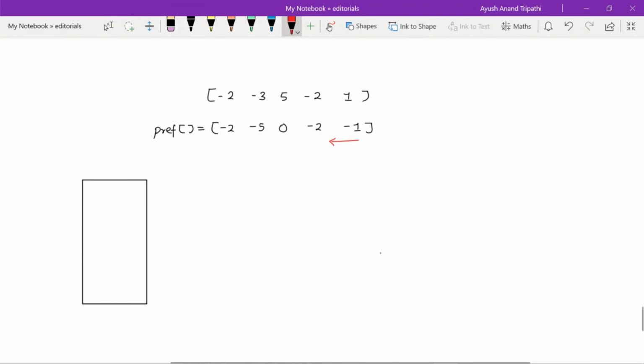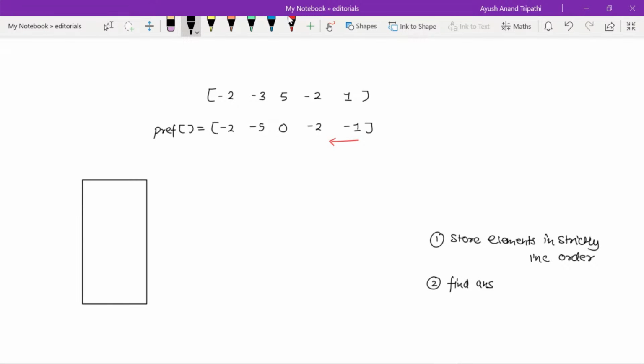So the stack was empty. Then what would be the answer for this one? So the first step is to store elements in strictly increasing order. Then the second step is to find the answer. Then the third step is to push index i, right? So for the first one, the stack was empty. And also let me write the answer vector here.